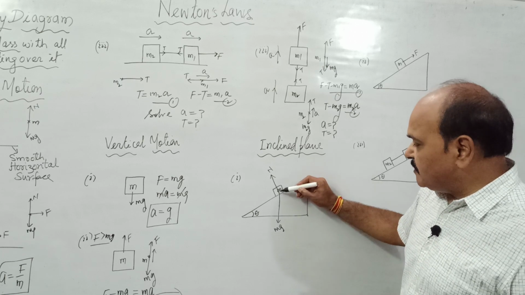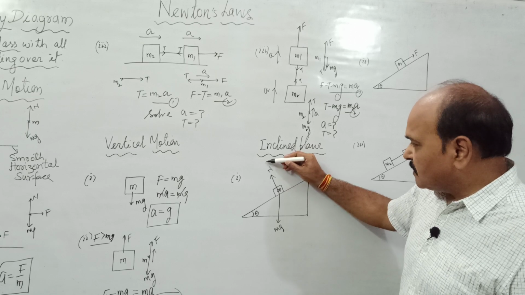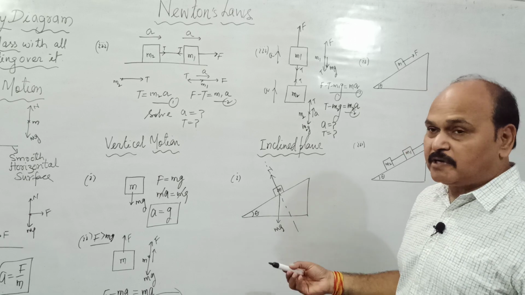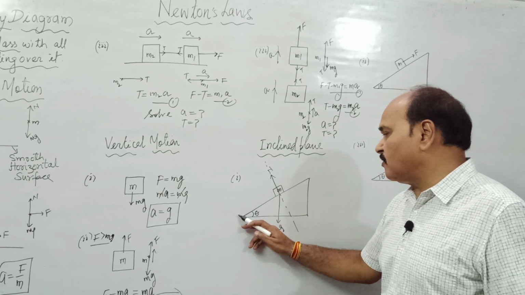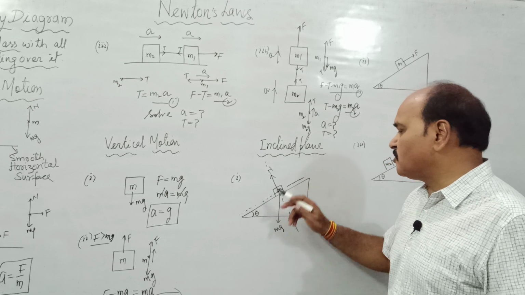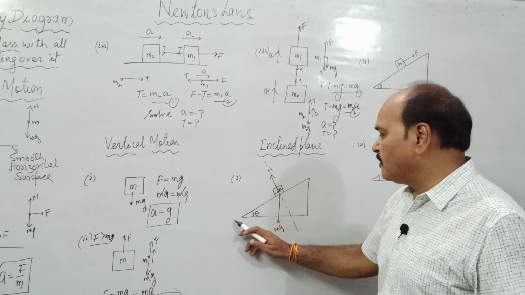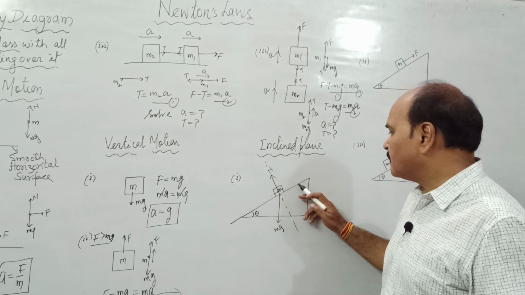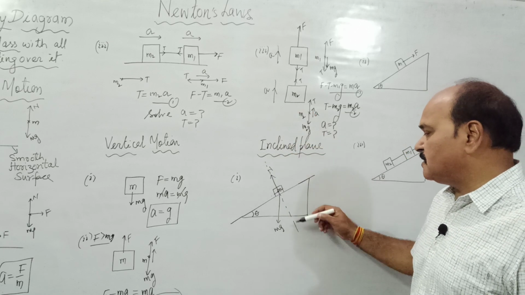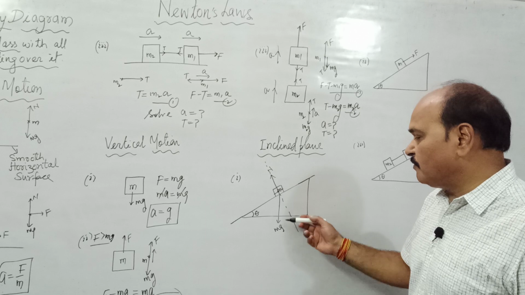See, this mg which is acting, well, if we take this direction as one of the two perpendicular axes, and the other axis is taken along the incline, so these are two perpendicular axes. One is along the incline, other is perpendicular to the incline. Now see, this N is along this perpendicular axis, this mg is in between these two axes. So what do we do? We find out its components.